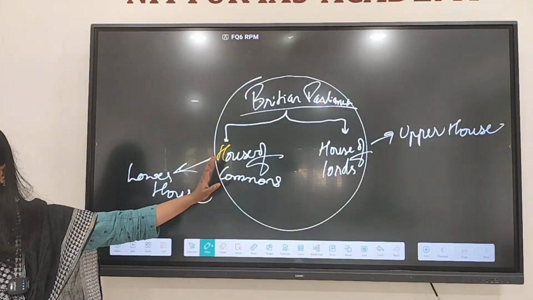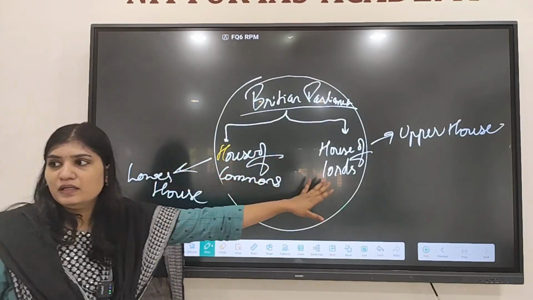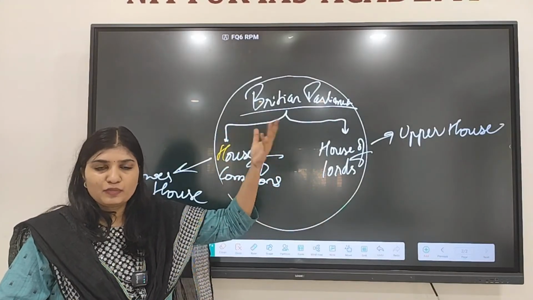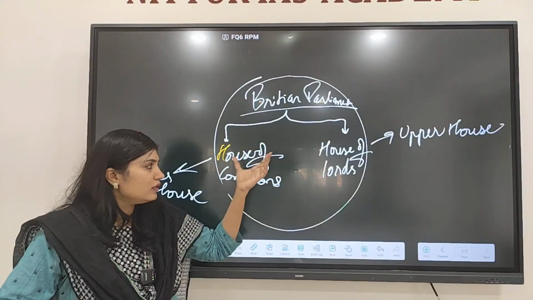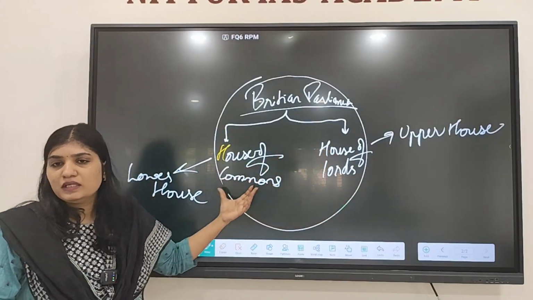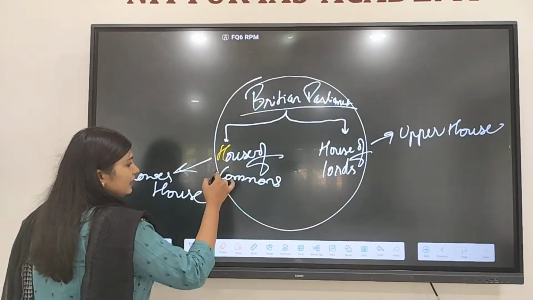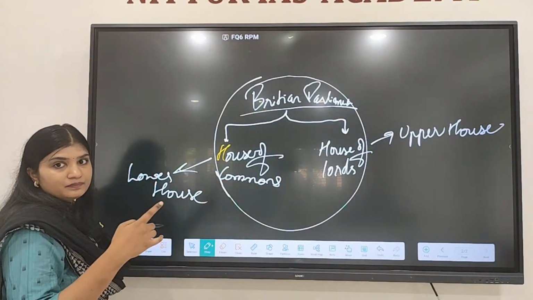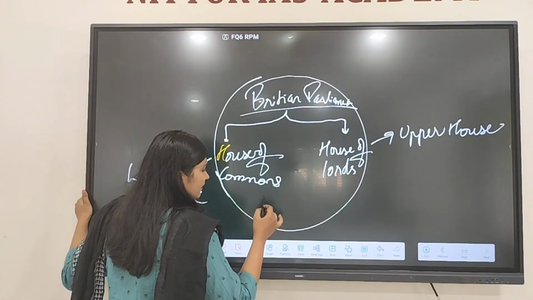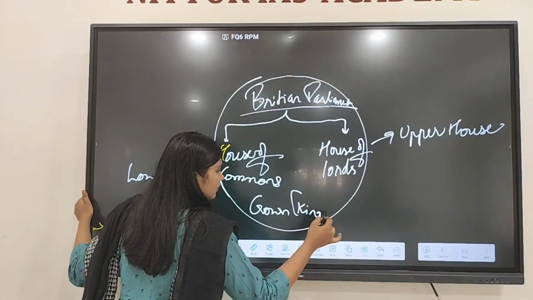We had Lok Sabha and Rajya Sabha there. But in the British Parliament, in the UK, what will they call them? For the upper house, they call it House of Lords. And House of Commons is the lower house. There is no president. Instead of a president, they have the crown, that is king or queen.